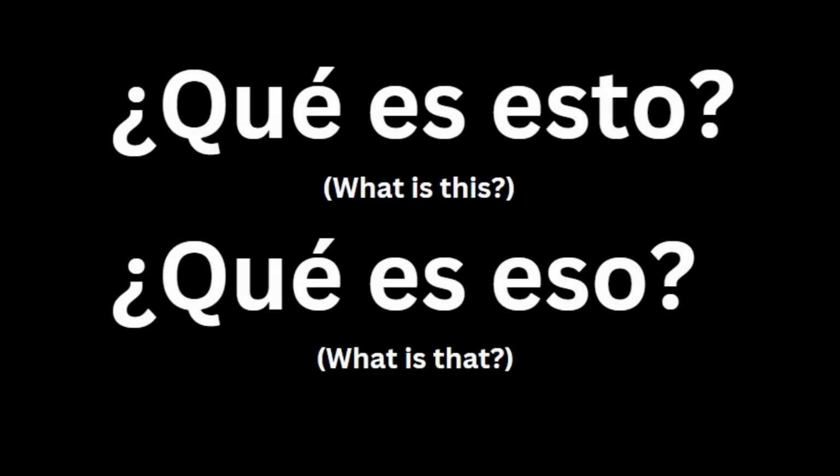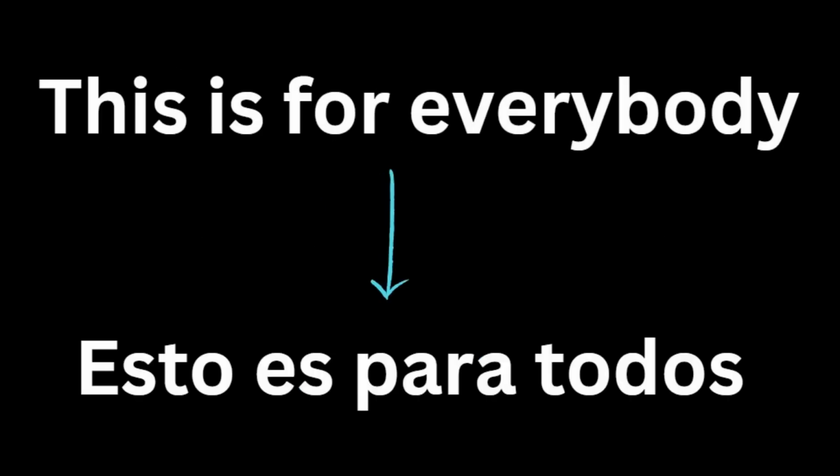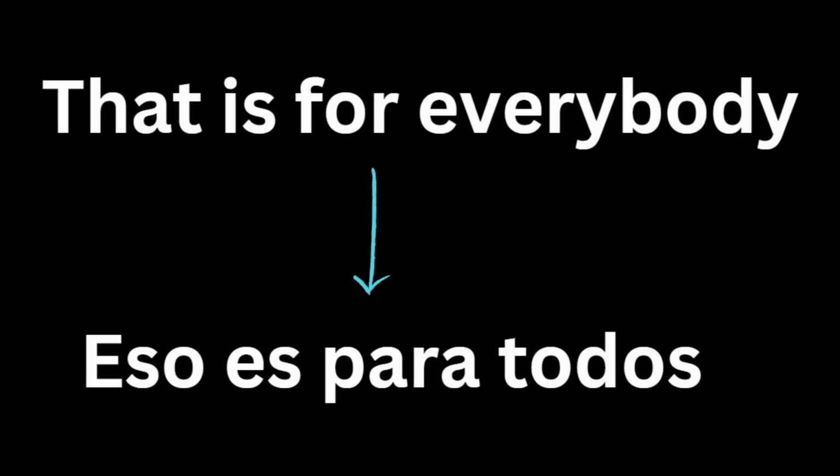Roughly 80% of the time, you would use these words in sentences like ¿qué es esto? Or ¿qué es eso? Meaning what is this or what is that? These are simple sentences to remember whenever you decide to speak Spanish. Additionally, you can also use these words for making sentences that have generalizations, such as this is for everybody, esto es para todos. And the same concept applies to eso and any continuation that you want to say.